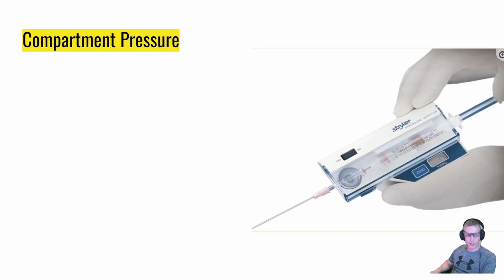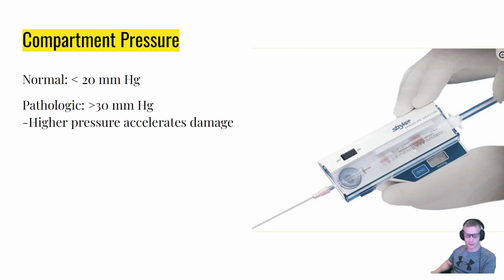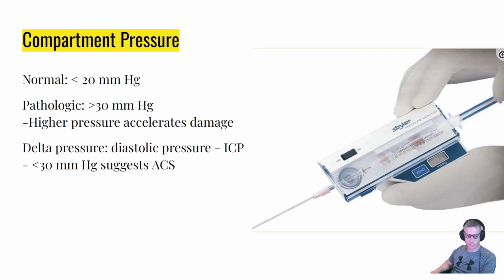Compartment pressure, okay, this is how you objectively measure acute compartment syndrome, although again, it's typically a clinical diagnosis. Stryker is the most commonly used brand. Normal compartment pressure would be less than 20. There's some subjectivity there. Pathologic is considered greater than 30, which again is somewhat subjective. Higher pressure accelerates damage, so 40 is not as bad as 50, which is not as bad as 60, etc. Delta pressure is diastolic pressure minus intracompartmental pressure and may be more accurate. And if that delta is low, it suggests acute compartment syndrome.